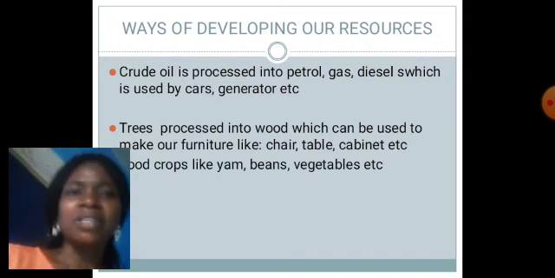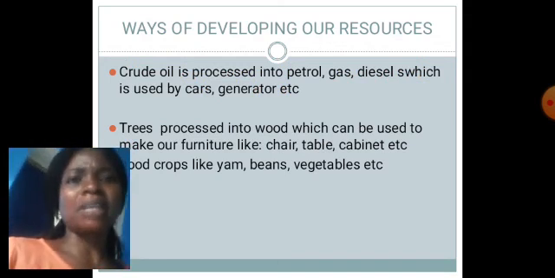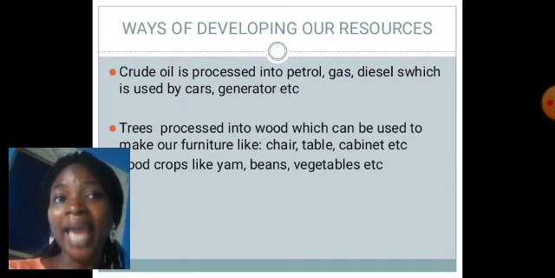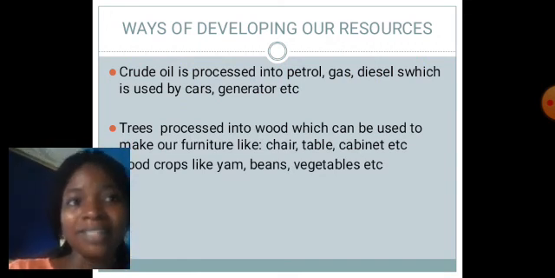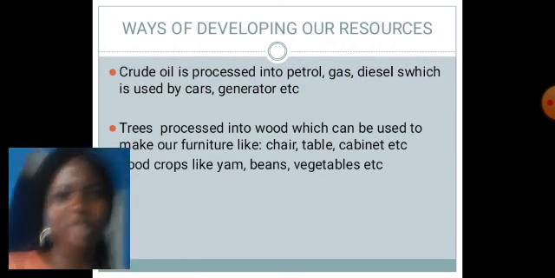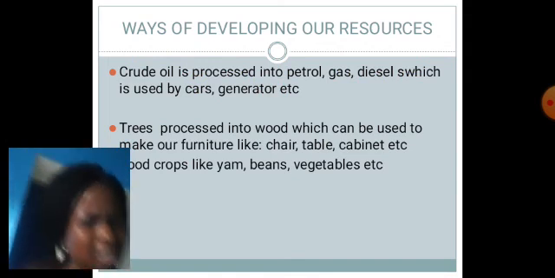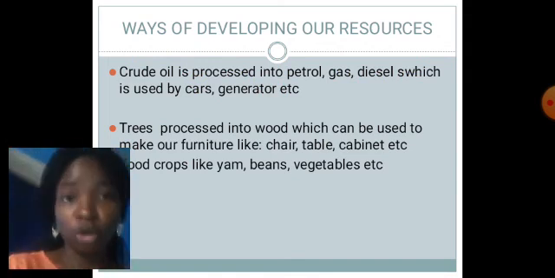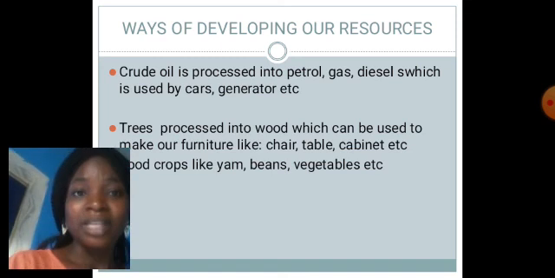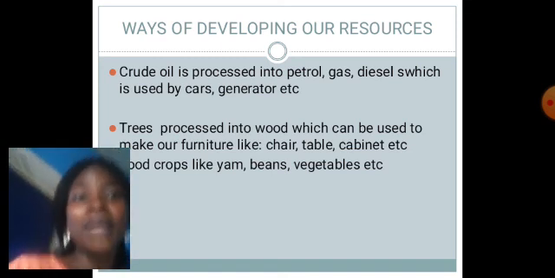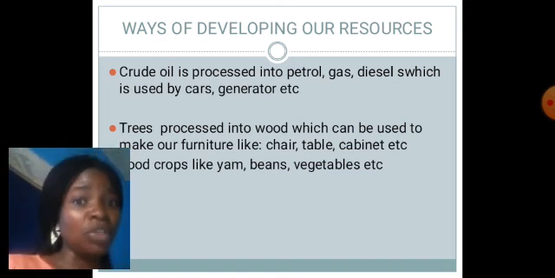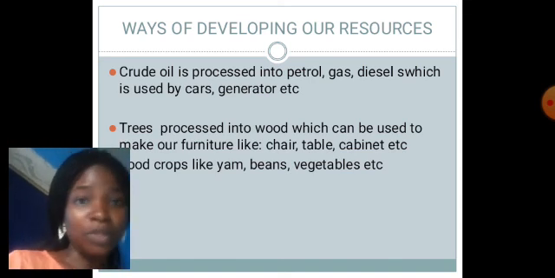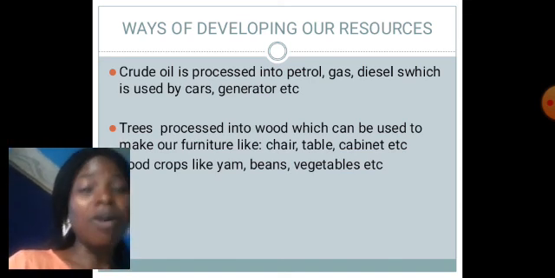Ways of developing our resources. How do we develop our resources? Now, for example, we have crude oil. When we process our crude oil, we can get petrol, gas, diesel, and what do we use those things for? Is it valuable to us? Is it useful? Yes. With petrol, we can fuel our cars, our generator. So also we can get gas from there, with which we run so many things, like in our kitchen, we use it to cook. So many things. They are all valuable.